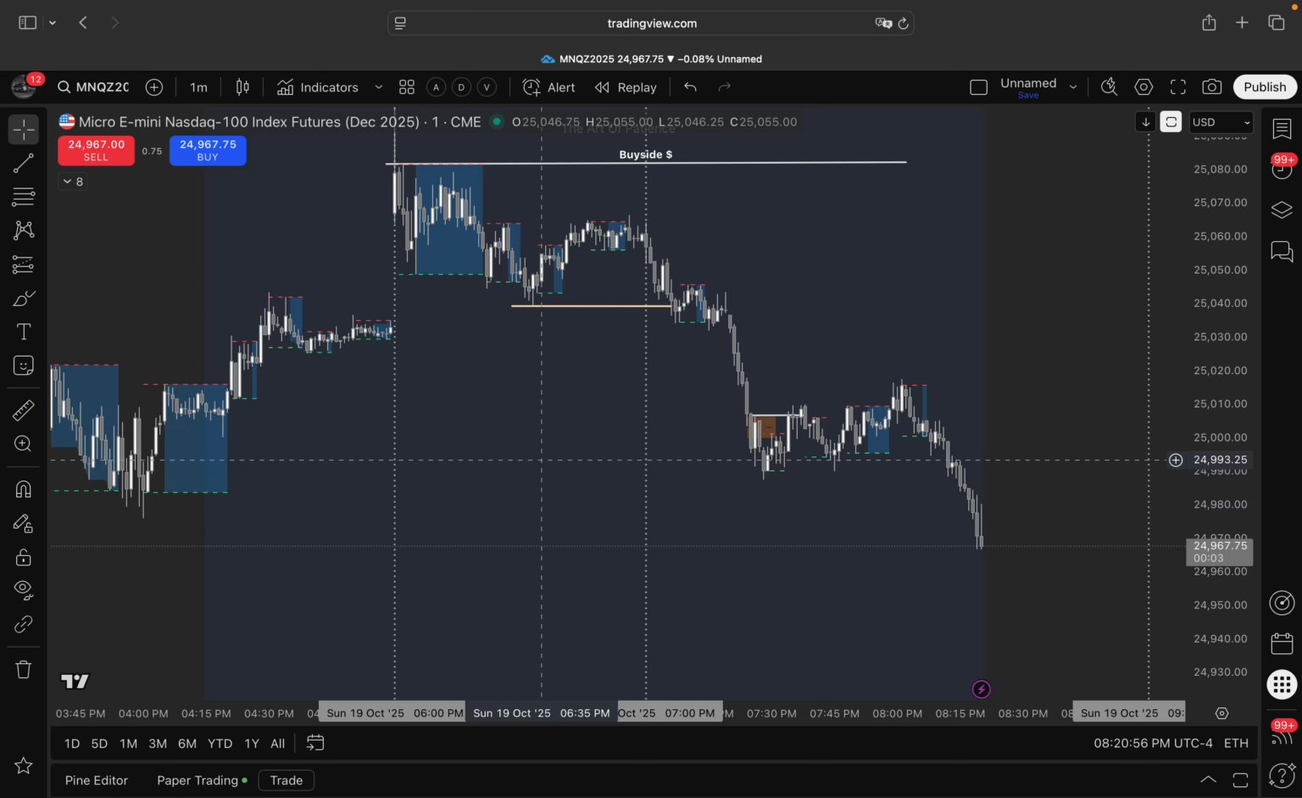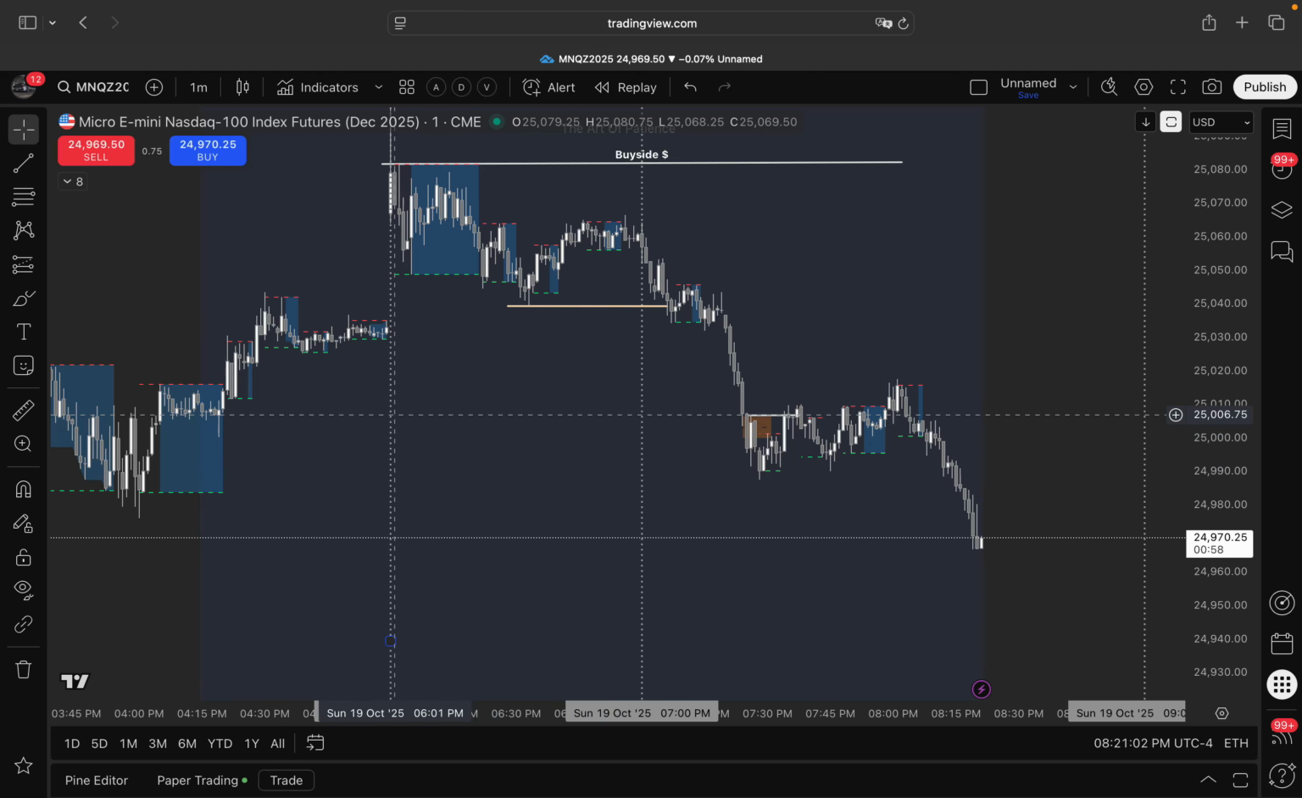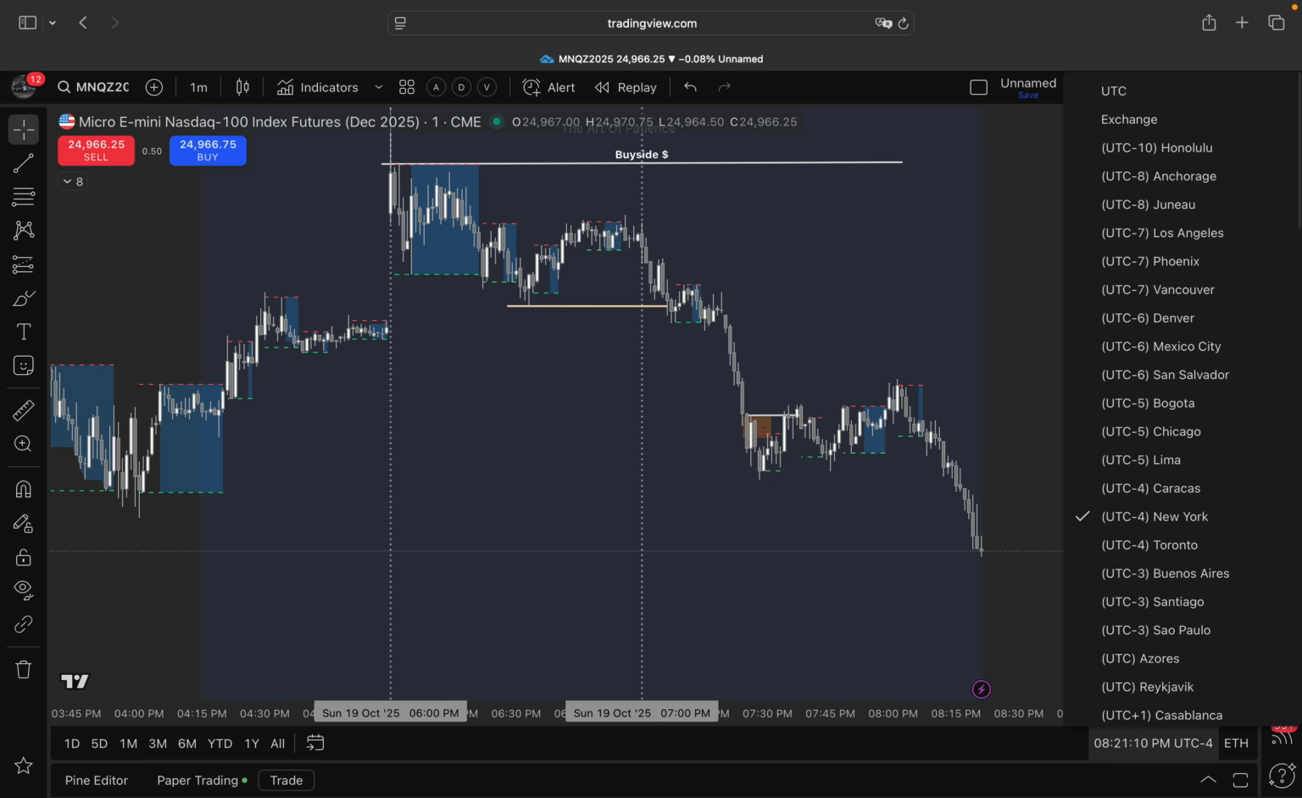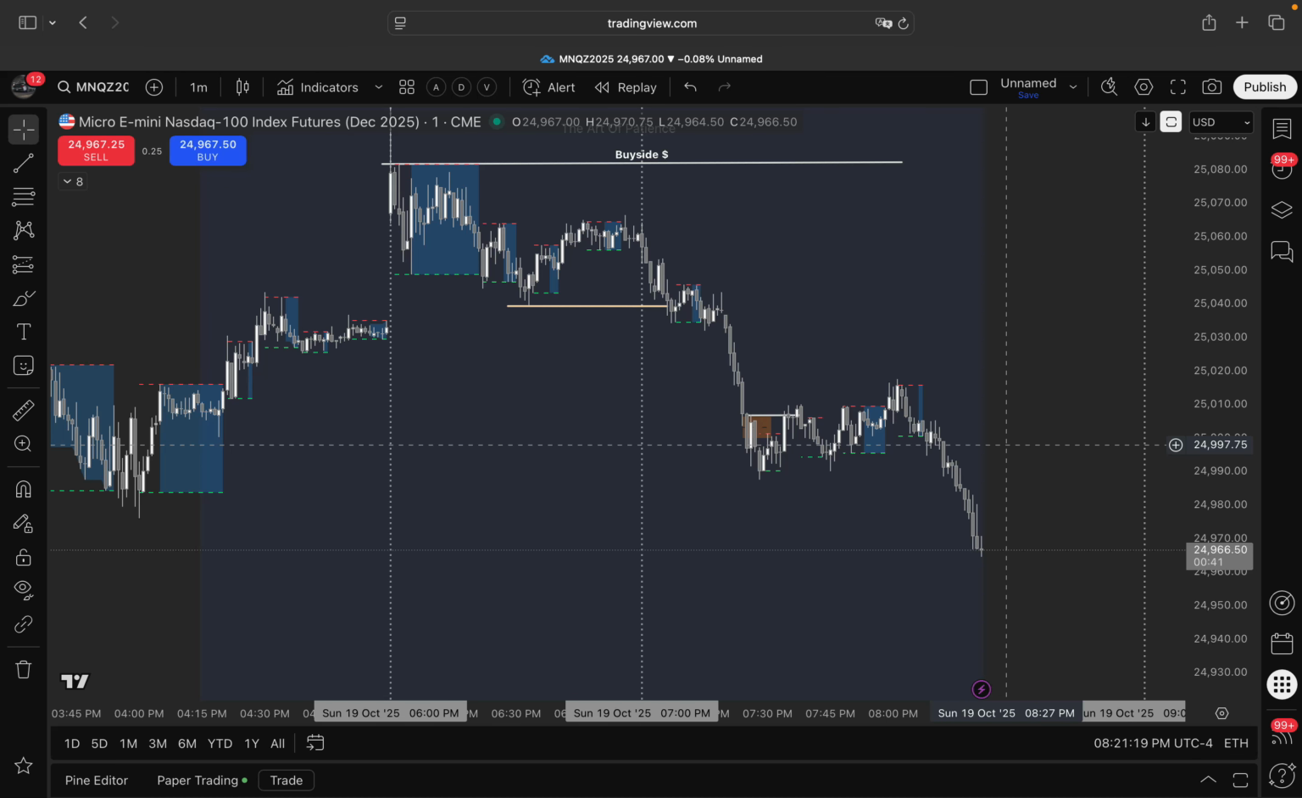So first of all, when trading the Asian session, the market opens around 6 p.m., which is 5 p.m. here in Texas. You have to make sure that you have your time zone at UTC -4 in New York to align with the New York Stock Exchange when it opens. So if it's not in those correct settings, then obviously you're not going to be aligned with anything else. So you have to make sure that you are aligned with that time zone.